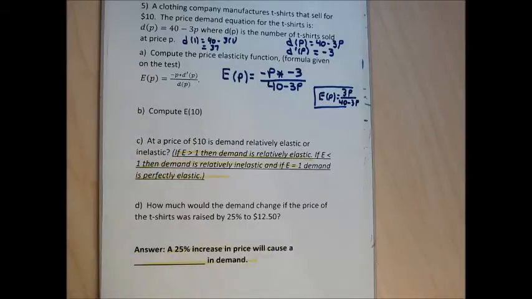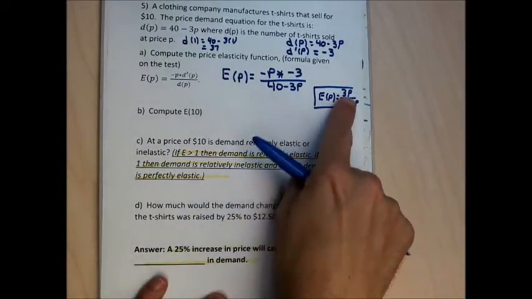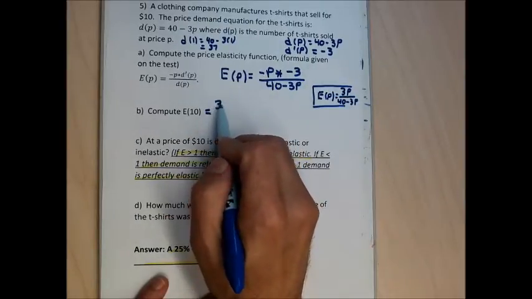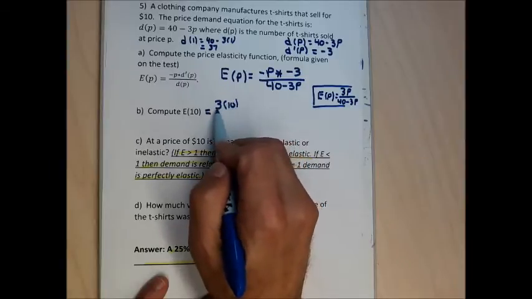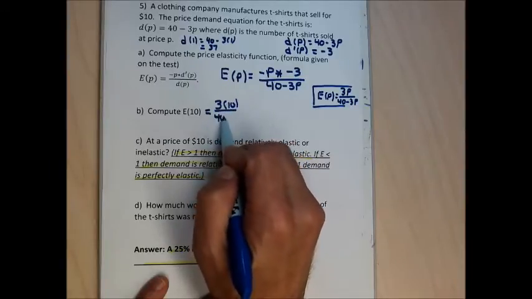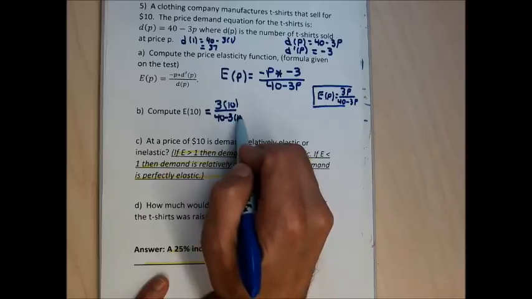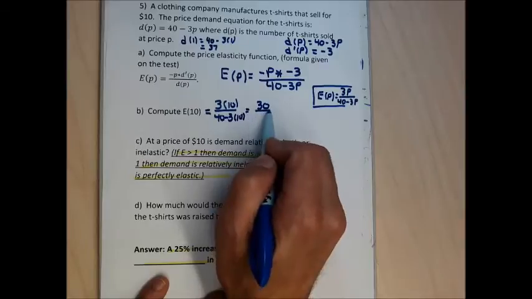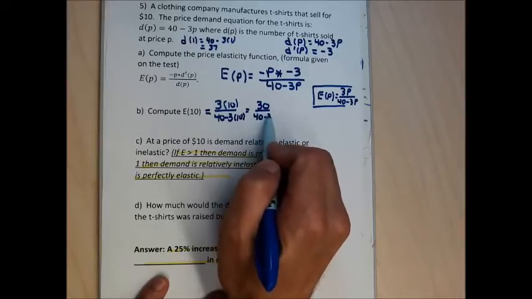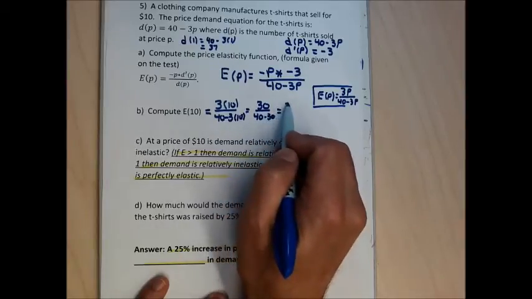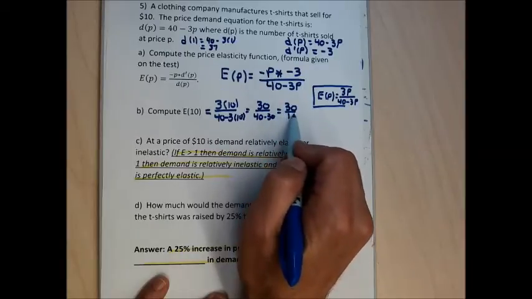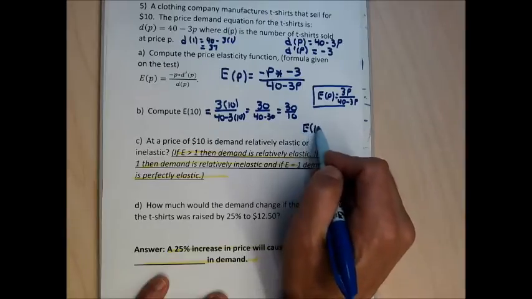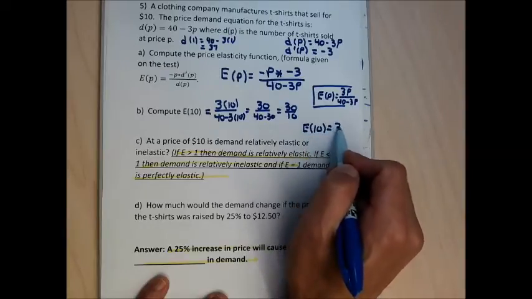For part B, it says compute E of 10. That's just simply plugging 10 in for the p. So E of 10 is going to be 3 times 10 over 40 minus 3 times 10. I can do that without a calculator. This is going to be 30 over 40 minus 30, which is going to be 30 over 10, which is going to be 3. My answer to part B is E of 10 is equal to 3.